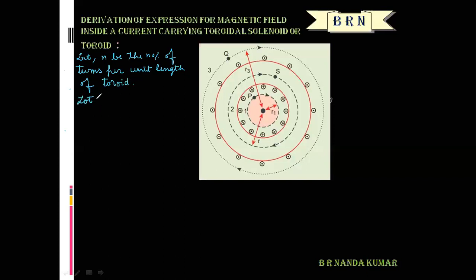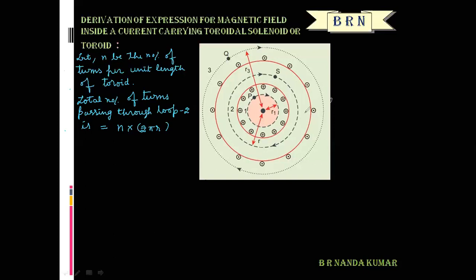So the total number of turns passing through loop 2 is n into the total length of loop 2, since it has a smaller radius, so n into 2 pi r. 2 pi r is the length of loop 2, into the number of turns per unit length of toroid. This gives the total number of turns passing through loop 2.